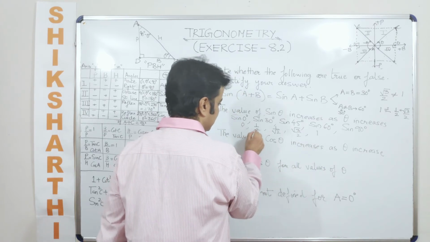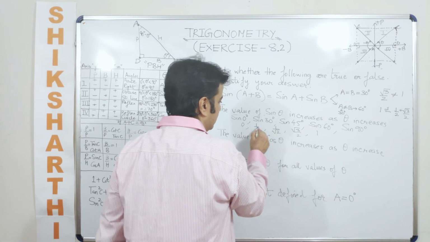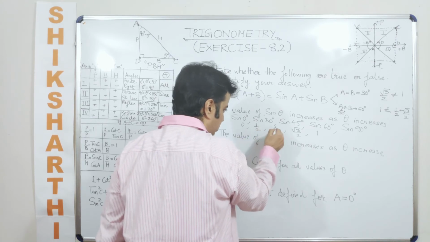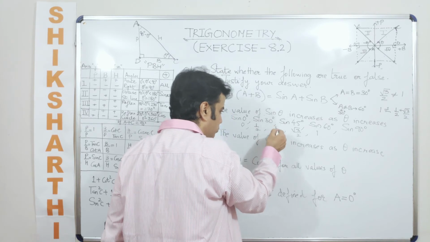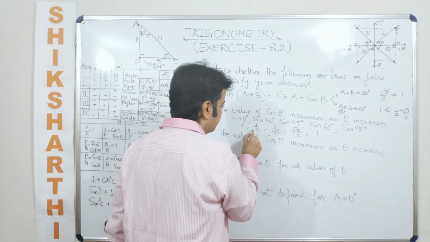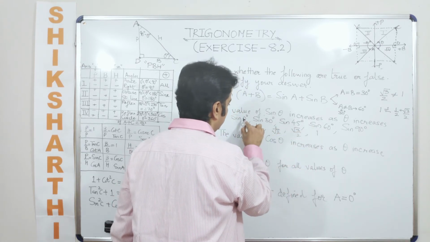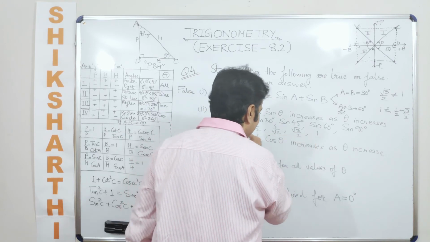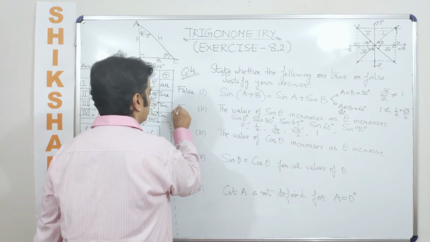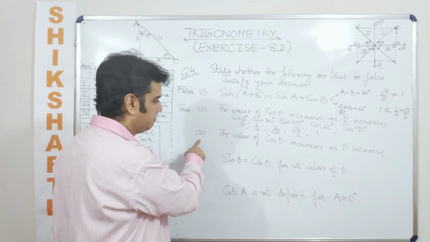So can I say 0 is less than 1 by 2? So this is 0.5, right? Now if you divide 1 by a number which is lesser than 2, naturally this answer 1 by root 2 will be greater than 1 by 2. So you will see that these values are progressive in nature. So as theta increases, the value of sin theta increases in every case. So this is true.